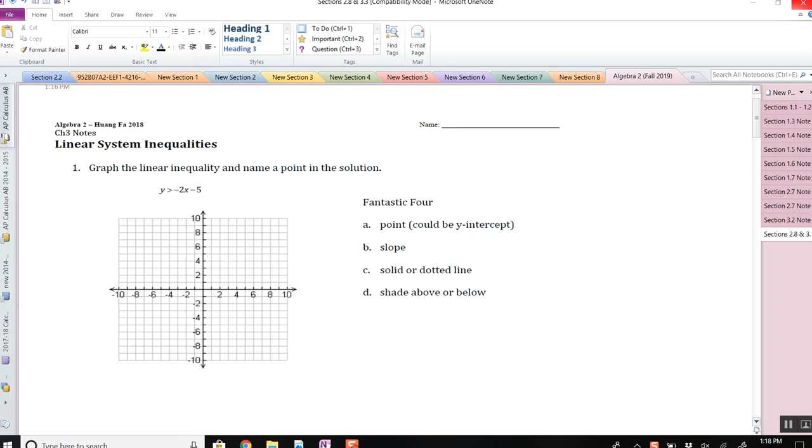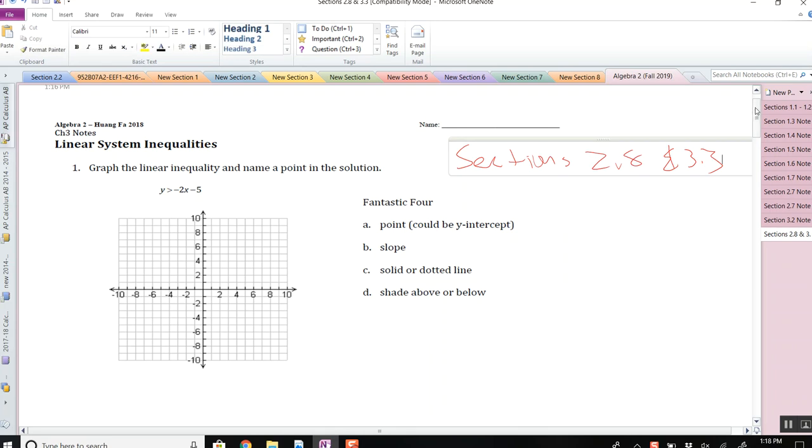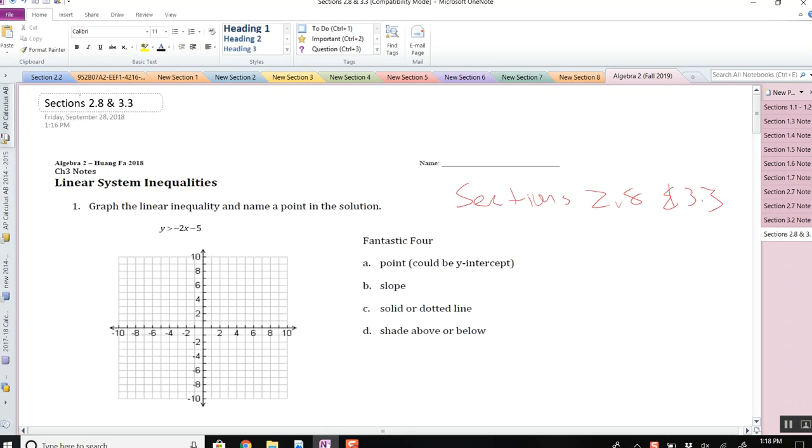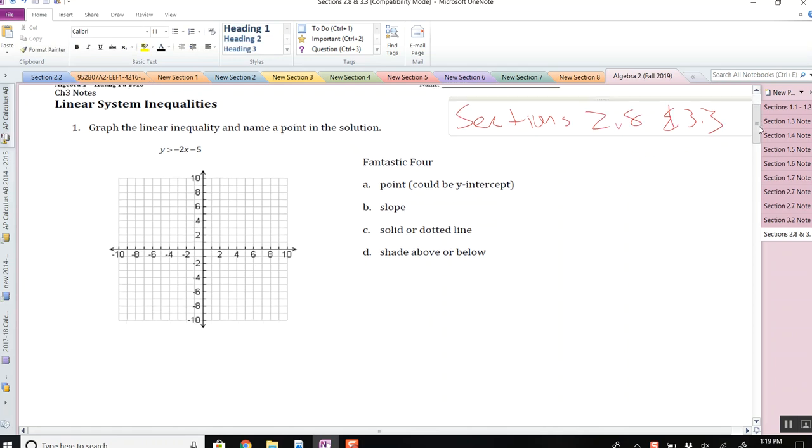More specifically, this will be dealing with sections 2.8 and 3.3. Actually, I have it labeled right there, so sections 2.8 and 3.3. So this is about linear system inequality. So we're going to be taking what we know about linear functions, like graphing lines, but change the equal sign to an inequality and then see how that's going to look a little different.